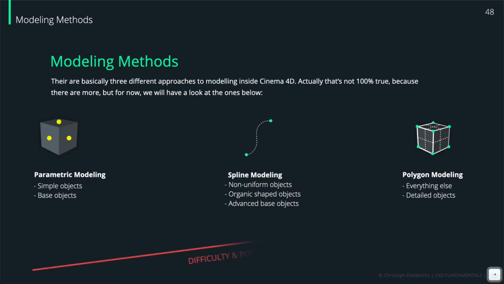Now, those different methods come with, as you can see, more possibilities, but also with a higher degree of difficulty. The parametric modeling is very simple, but it has very limited possibilities. On the other hand, polygon modeling takes some time to learn and a lot of practice to master, but it gives you a lot of possibilities.